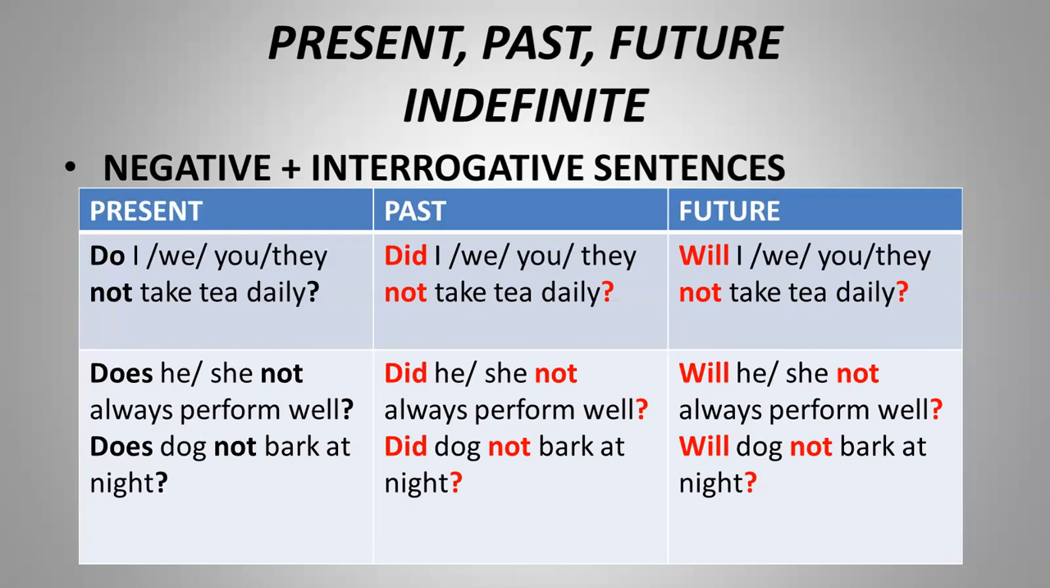In future, again, from negative sentence, which was, I will not take tea daily, we bring will in the beginning and our sentence is formed. That is negative plus interrogative. Will I not take tea daily? Will he not always perform well? Will dog not bark at night? Followed by question mark. So these are four categories of indefinite, which are positive or affirmative, then we have negative, then we have interrogative, and the last one is negative plus interrogative.